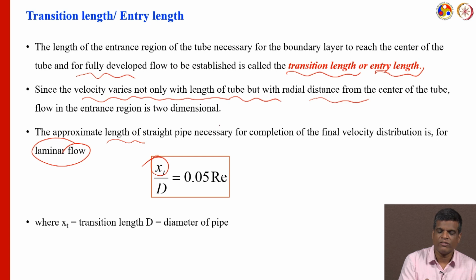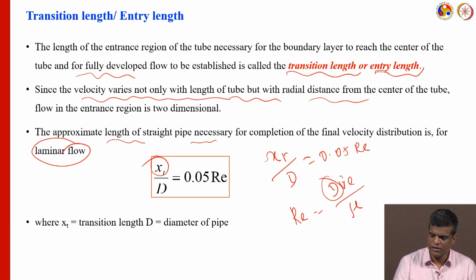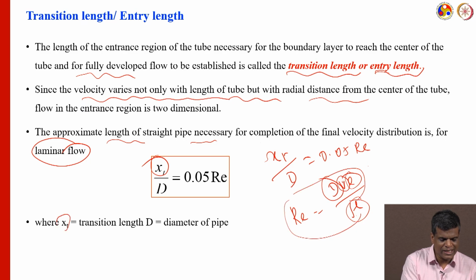So the approximate length of the pipe, Xt by d, equal to, for laminar flow, 0.05 Re. That's the Reynolds number. Of course you know Reynolds number equals d V rho by mu, where d stands for diameter, V is the velocity, rho is the density, and mu is the viscosity. It is a ratio between inertia force and viscous force, which we call the Reynolds number. Here Xt is the transition length and d is the diameter of the pipe.